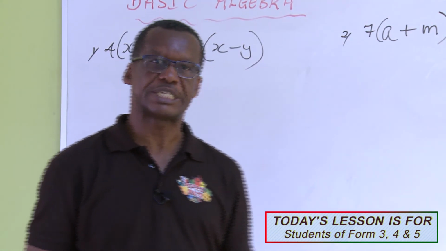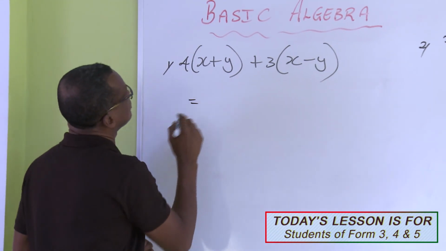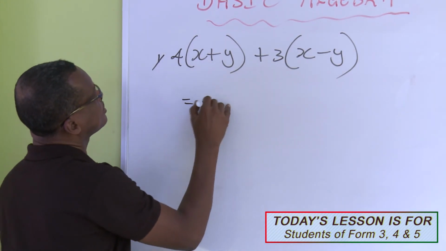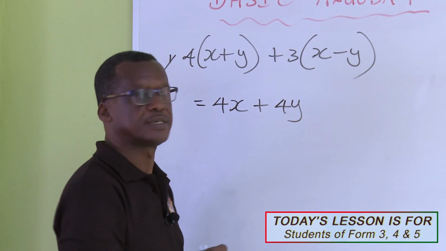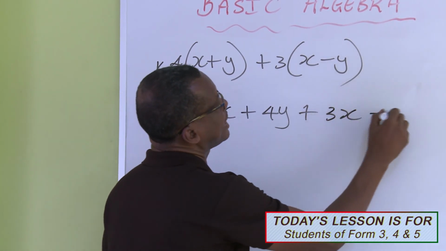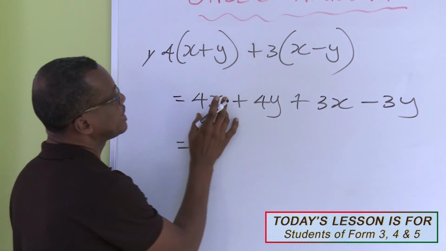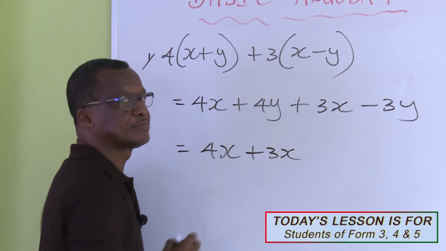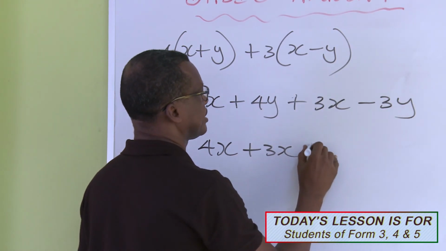Right, so now you should have completed the assignment. Let's see what your working should look like. Once again, we're applying the law of distribution. So on the first bracket, we would have 4x plus 4y plus the second bracket, 3x minus 3y. Bringing the like terms together, all the x's, keeping the sign, 4x plus 3x, and then all the y's, keeping the sign, 4y minus 3y.